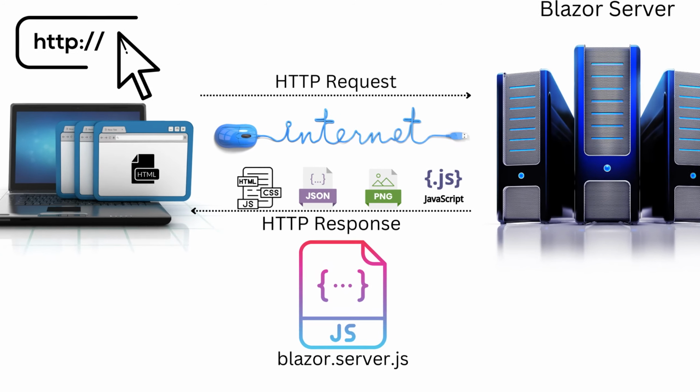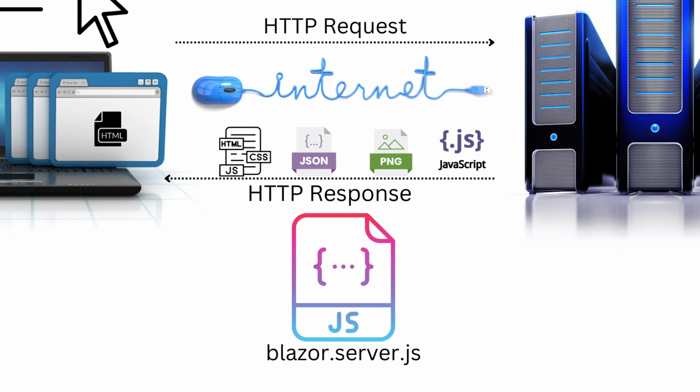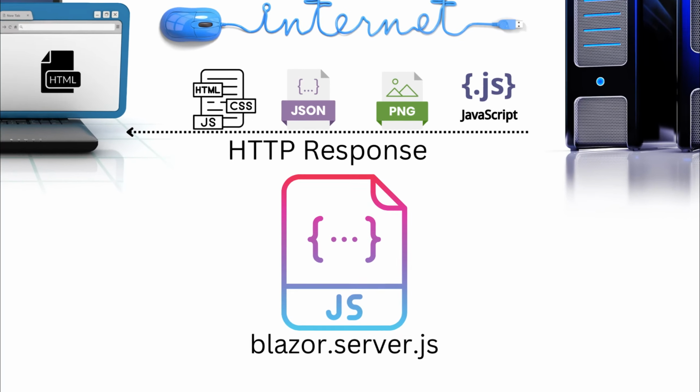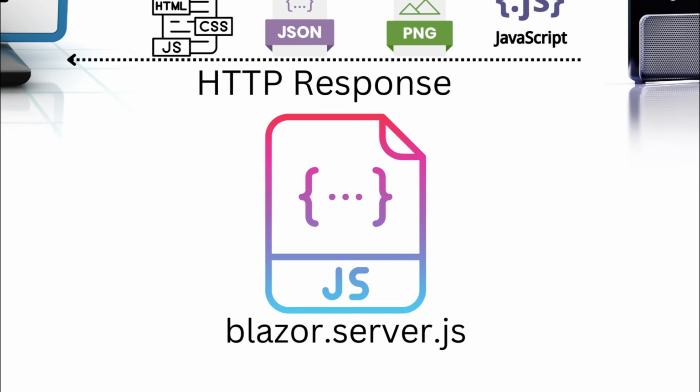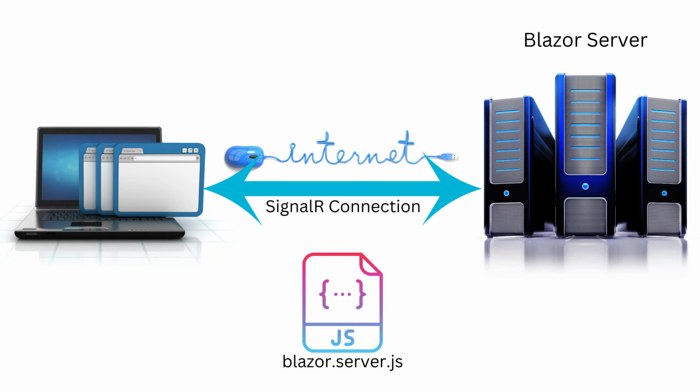In the case of Blazor Server, there is one extremely important file that is sent to the browser as part of this HTTP response, and that file is a JavaScript file called blazor.server.js. This file helps the browser set up a SignalR connection to the remote server.